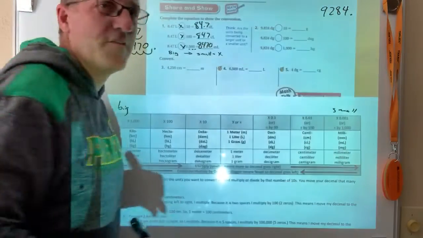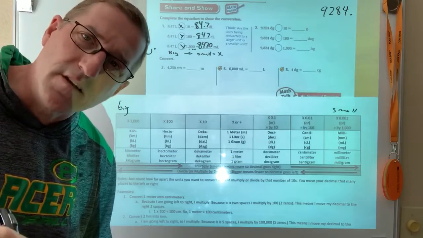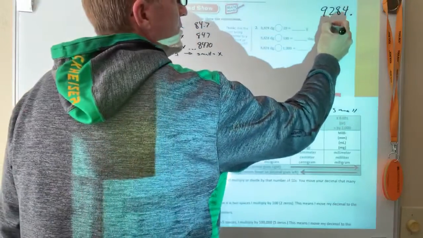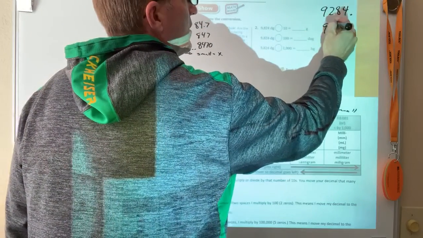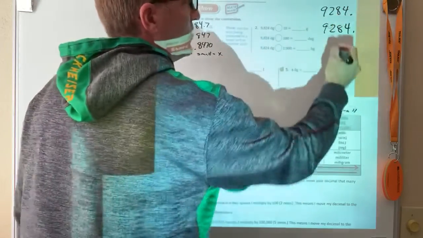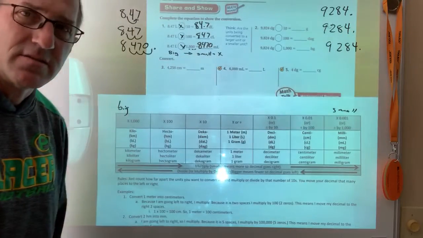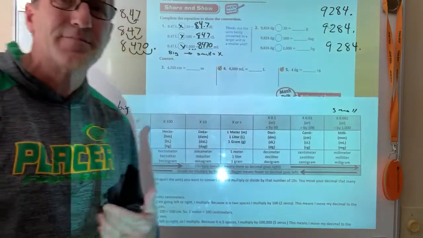And if I look at this one, I'm going to write these over here. 9,284 decimal. If you don't see a decimal, where does it go? At the end. 9,284. Oopsie. Place my decimal. Again, you'll see a pattern here. I'm just going to move my decimal one spot.